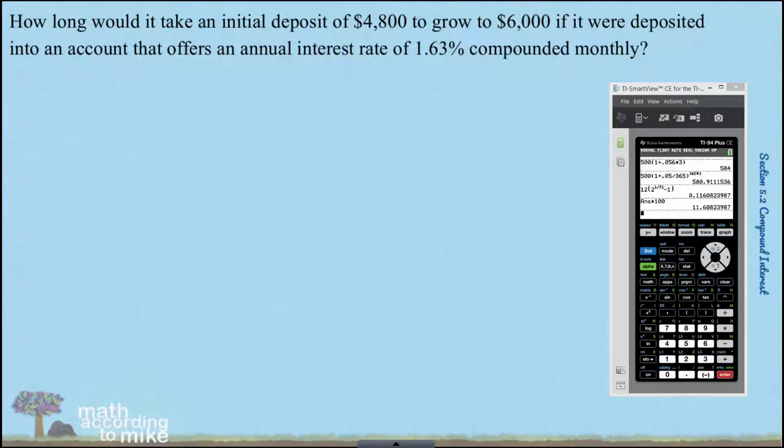How long would it take an initial deposit of $4,800 to grow to $6,000 if it were deposited into an account that offers an annual interest rate of 1.63% compounded monthly? Okay.